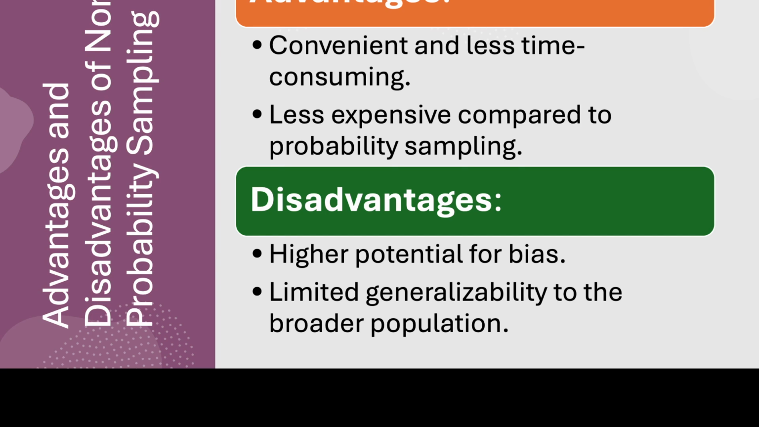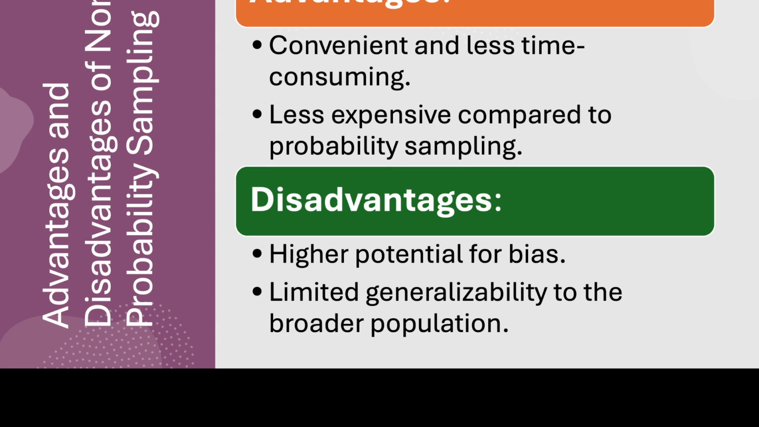So, what are the advantages and disadvantages? One of the advantages is that it's really convenient and less time consuming. Why? Because you can already identify the certain population or even the sample based on the categorization. It's less expensive compared to probability sampling because it would not take you much time and other resources to identify your sample size.